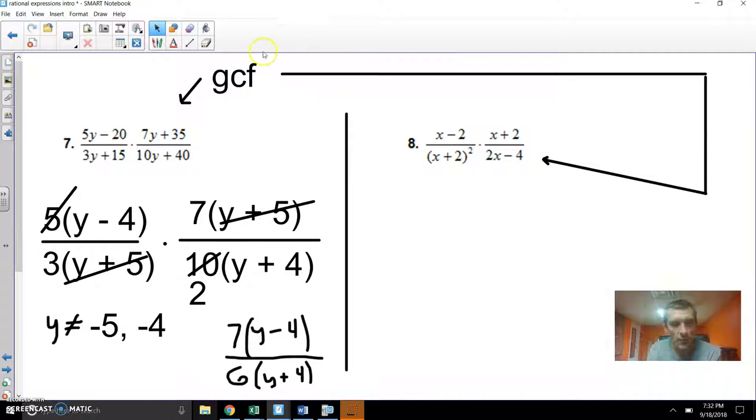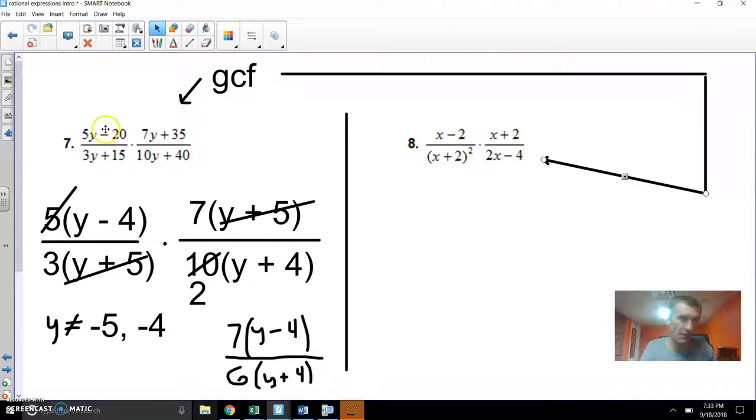Number 7 and number 8 both have a lot of greatest common factor problems. So as you follow this line over here, I'm pointing at this 2x minus 4. That's really the only type of factoring you have to do on number 8, and that's how you can start canceling things. But for number 7, it's got a lot more going on. Actually, all 4 of these have something that I can take out.